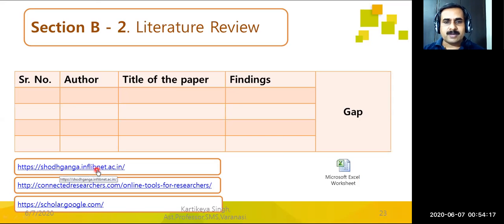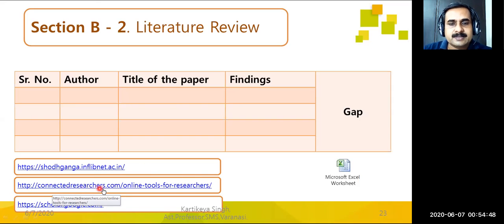In the previous slide I also mentioned one database, but these are the Indian databases, and these days these links are utilized more frequently, like Shodhganga and Shodhgangotri. These are two Government of India websites working on inflibnet.ac.in: shodhganga.inflibnet.ac.in. Likewise, the shodhgangotri.inflibnet.ac.in platform is also there. Another database is connectedresearchers.com, online tools for researchers. It is a consortium of different online platforms where you are going to fetch different research papers.